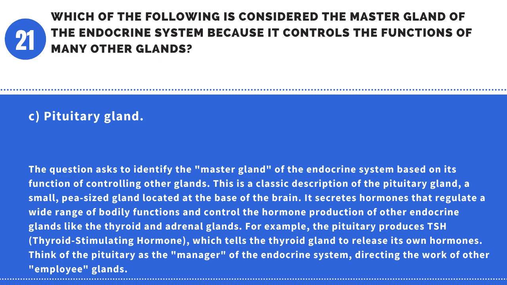For example, the pituitary produces TSH, thyroid-stimulating hormone, which tells the thyroid gland to release its own hormones. Think of the pituitary as the manager of the endocrine system, directing the work of other employee glands.